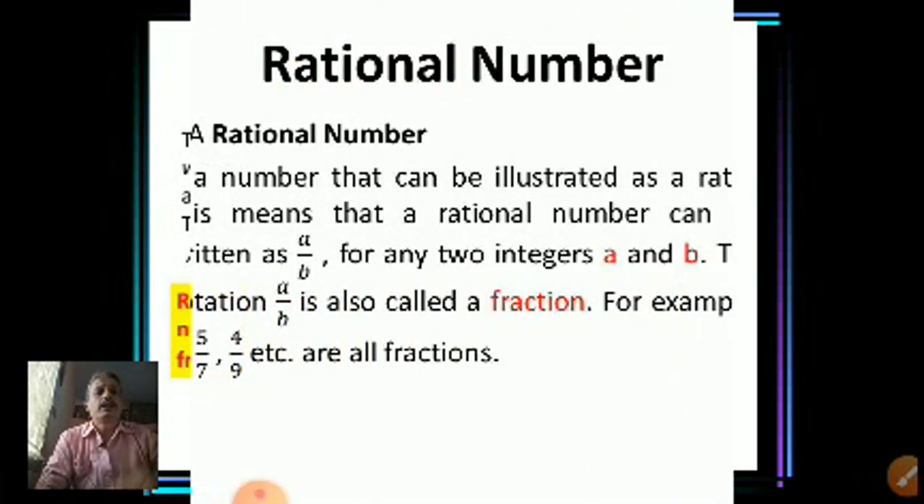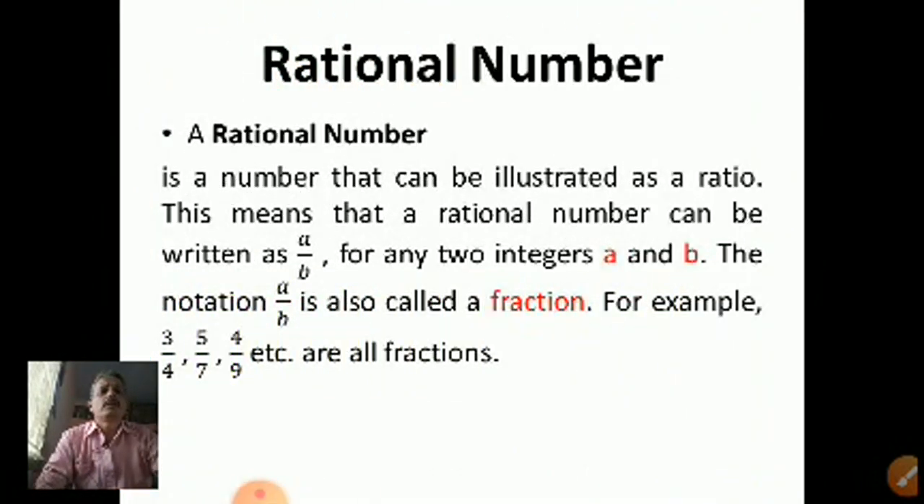Good. Let's see. A rational number can be illustrated as a ratio. This means that a rational number can be written as a upon b. For any two integers a and b, the notation a upon b is also called a fraction. For example, 3 upon 4, 5 upon 7, 4 upon 9, etc. All are fractions. They are rational numbers.